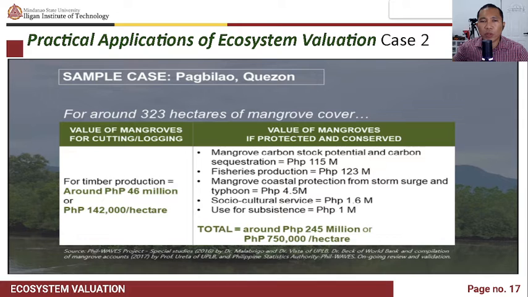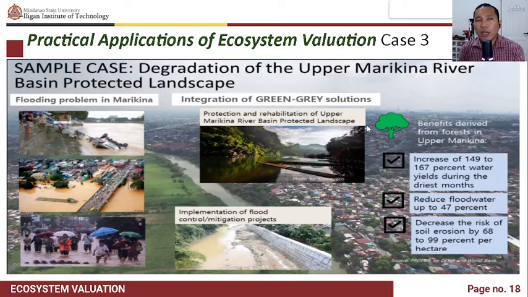Mangrove coastal protection from storm surge and typhoon is 4.5 million. Socioeconomic cultural services are around 1.6 million, and the use for subsistence is around 1 million. So the total value is around 245 million, or 750,000 per hectare. And the third case would be the degradation of the Upper Marikina River Basin Protected Landscape.